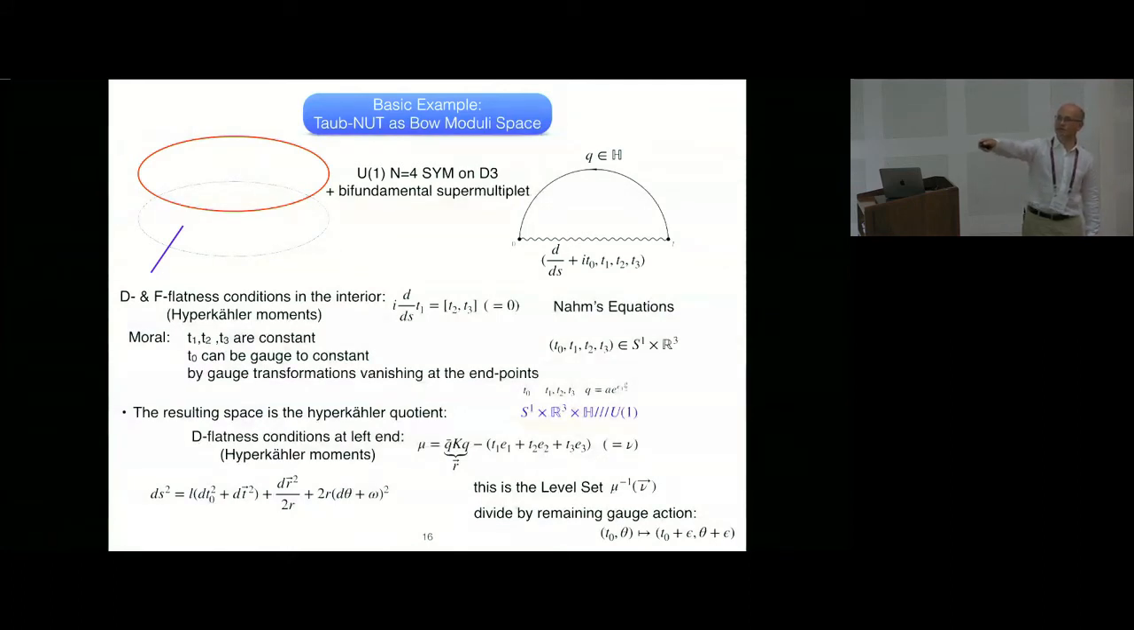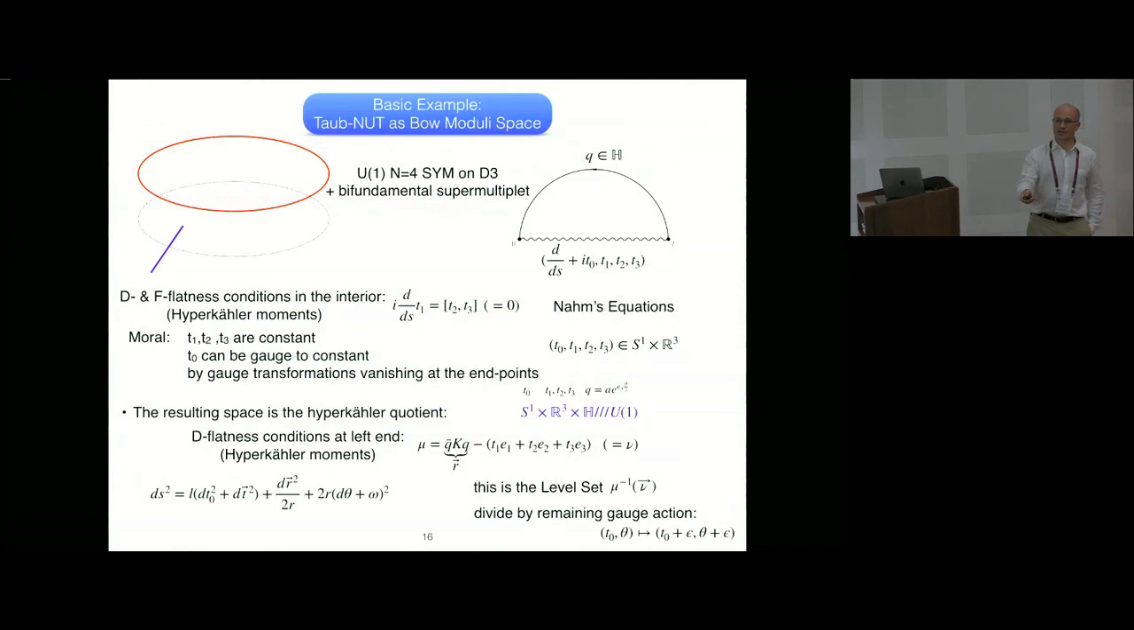So far, we only look at gauge transformations in the bulk, which don't do anything to the ends. And then we'll look at what D flatness conditions say for those points. So far, D and F flatness conditions in the bulk tell us that you have 3 T's which are constant and another T0 which is determined up to 2 pi. So the space in the interior is R3 cross S1.